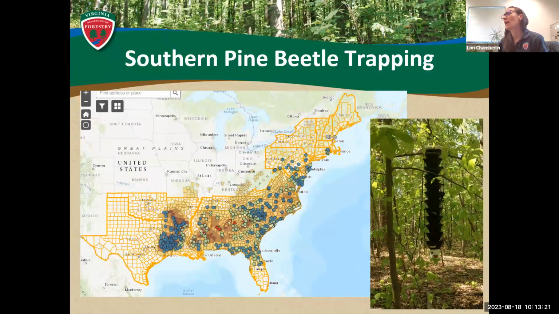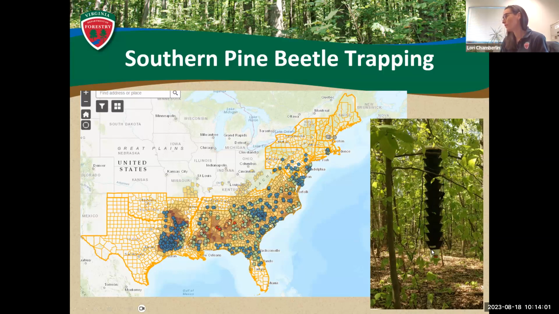Now we have a south-wide southern pine beetle trapping program to try to monitor populations of the southern pine beetle in the southeast. And so you can see here, this map is a map of all trap locations from a few years ago. Virginia participates in this program every spring, and we usually deploy between 24 and 30 southern pine beetle traps in high-risk areas in Virginia. And so those would be areas that have significant densities of pine trees and have historically had higher levels of southern pine beetle outbreaks.